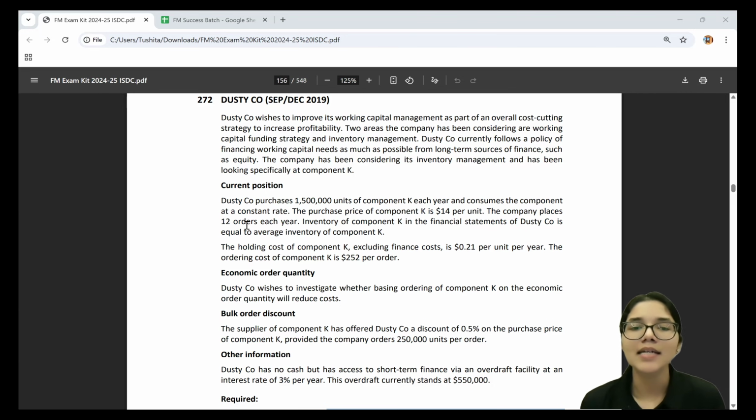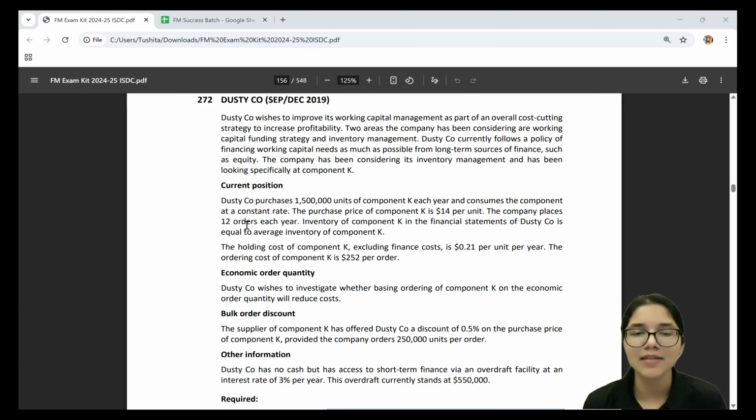funding. Dusty Company currently follows a policy of financing working capital needs as much as possible from long-term sources of finance such as equity. So when they are financing a lot of their requirements as much as possible from long-term sources, are they aggressive or are they conservative or are they moderate? I want answers from everybody.